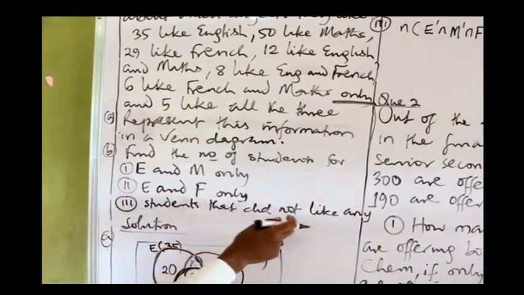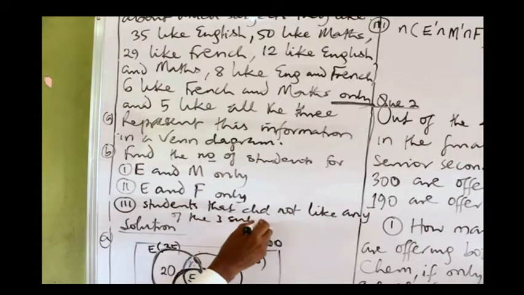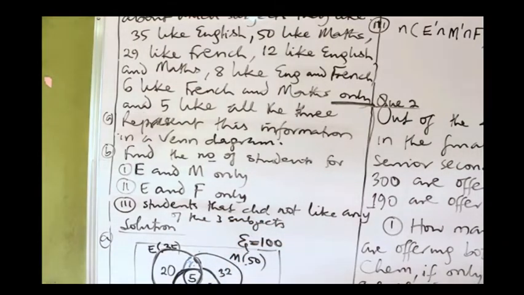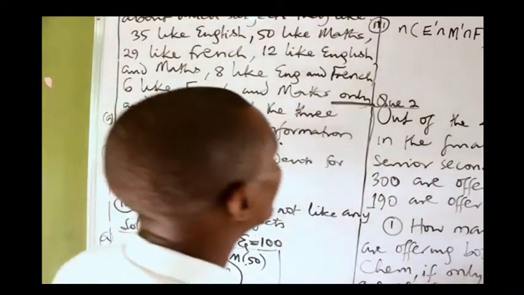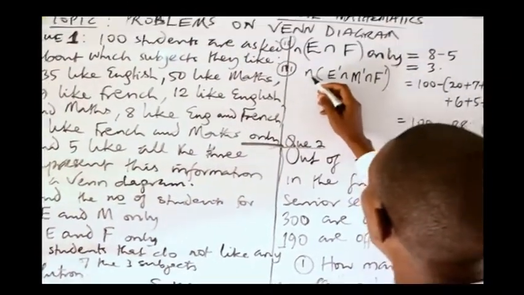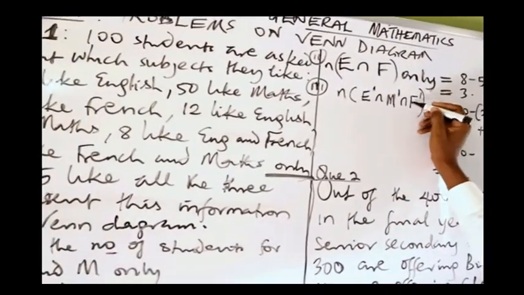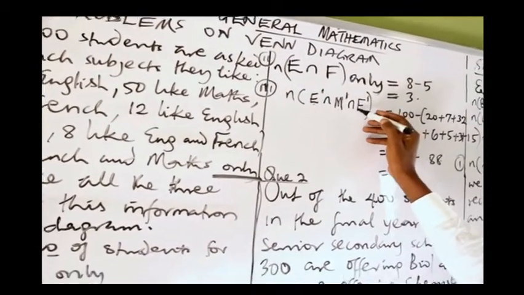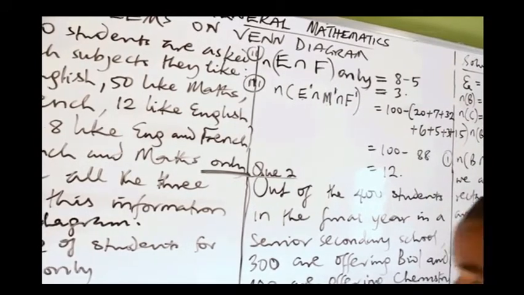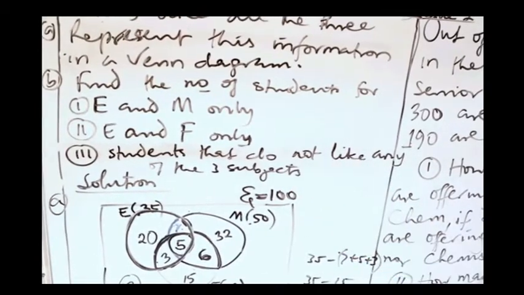Students that did not like any of the 3 subjects, how many of them do not like any of the subjects? Now, the meaning of that is the number of people that do not like English, they do not like math, they do not like French. That is, not English, not math, not French.